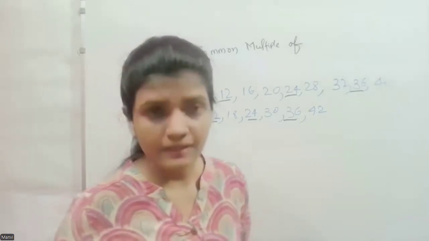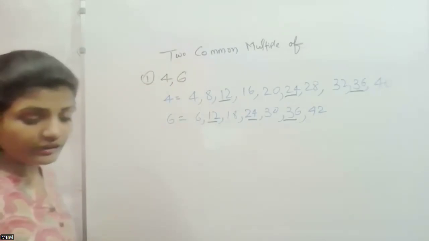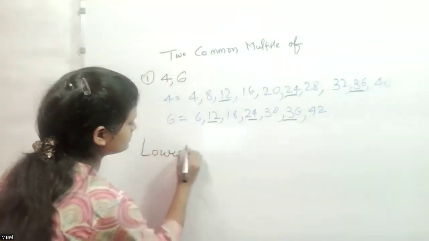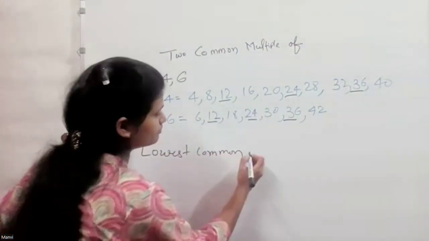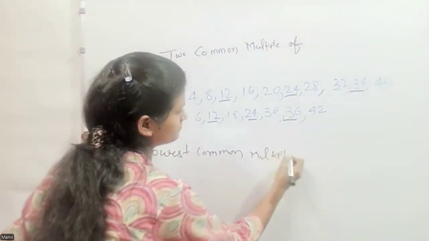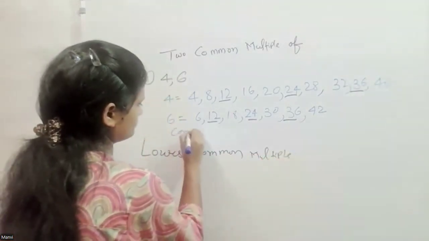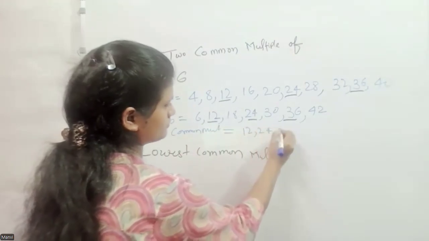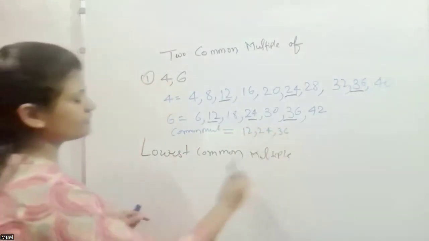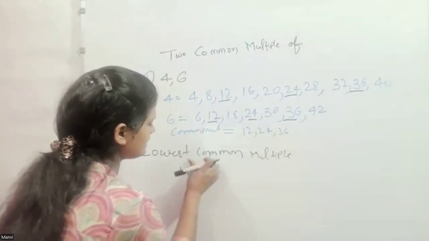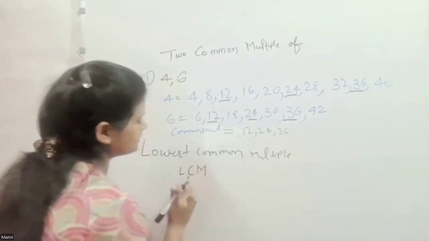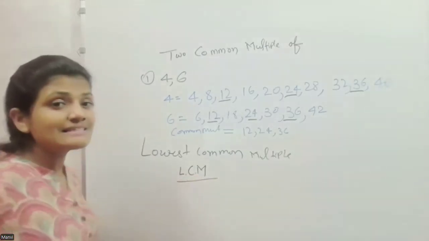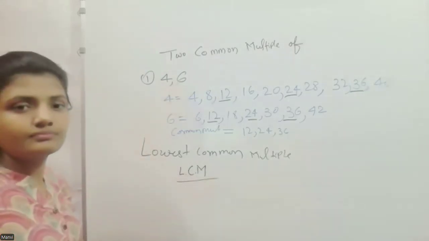Now the second thing we are talking about, the lowest common multiple. In short, we say it as LCM. Lowest common multiple is nothing but LCM. So what is the LCM of 4 and 6? 12.